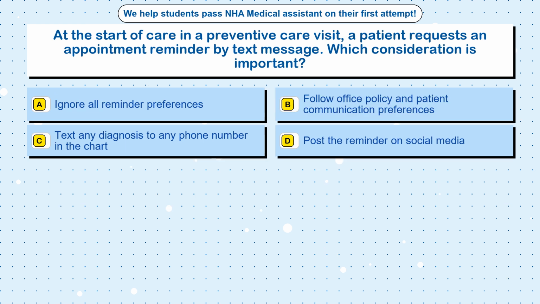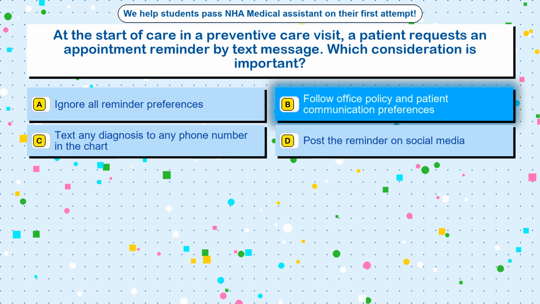Question 45. At the start of care in a preventive care visit, a patient requests an appointment reminder by text message. Which consideration is important? Option A. Ignore all reminder preferences. Option B. Follow office policy and patient communication preferences. Option C. Text any diagnosis to any phone number in the chart. Option D. Post the reminder on social media. The correct answer is option B.